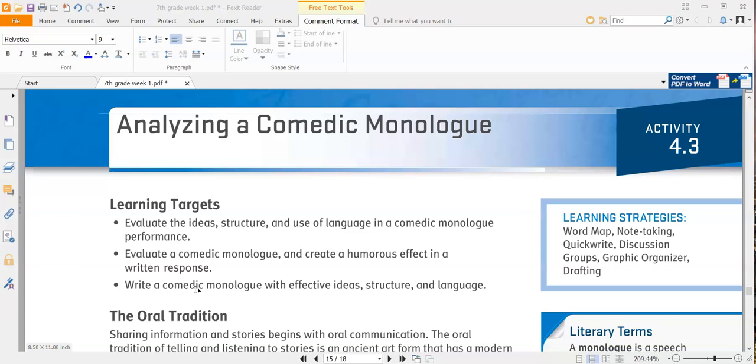Alright? And the learning strategies we're going to use are word map, note-taking, quick write, discussion groups, graphic organizers, and drafting. Right? So, let's get started. To begin with, the oral tradition.